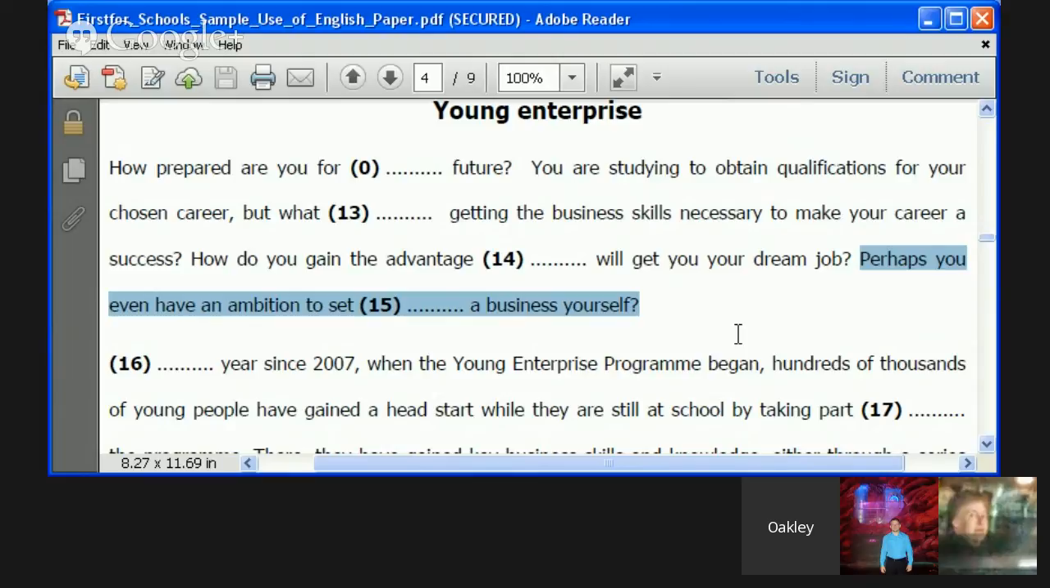Perhaps you even have an ambition to set on a business yourself. No, well, this is straight up a phrasal verb. Obviously, the infinitive form of a phrasal verb. Mhm. No, you don't set on a business. Set up a business. Yes, to start a business, you set up a business. That's right.